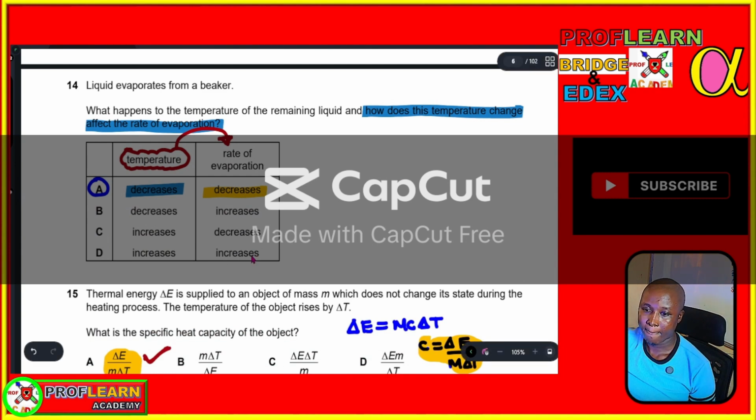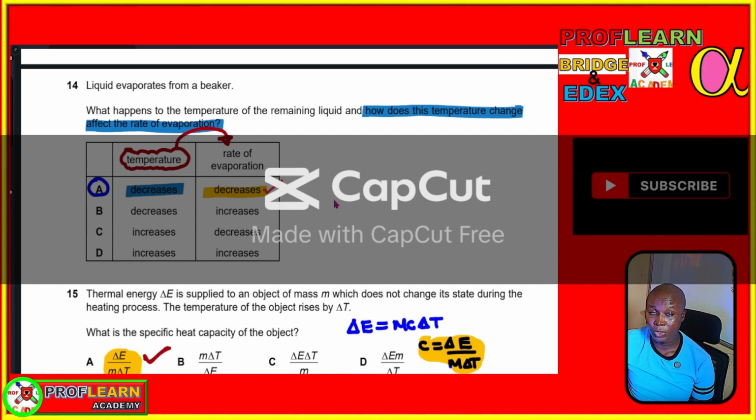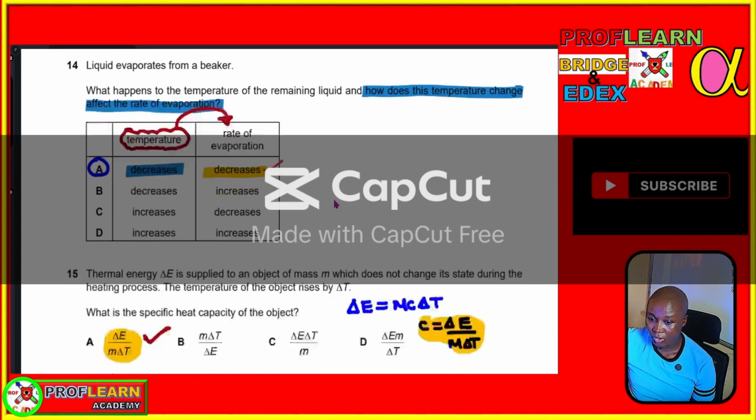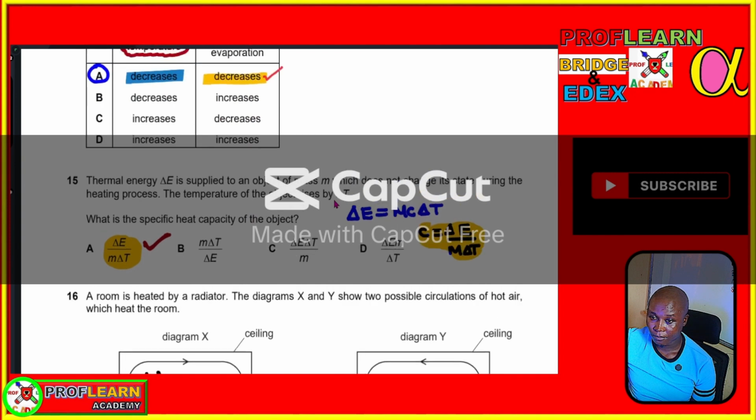Question number 14. Liquid evaporates from the beaker. What happens to the temperature of the remaining liquid, and how does this temperature change affect the rate of evaporation? So how does temperature affect rate? If you decrease temperature, you are going to decrease the rate of evaporation, because the molecules will have low kinetic energy for them to escape from the water surface. So the correct answer is going to be A.